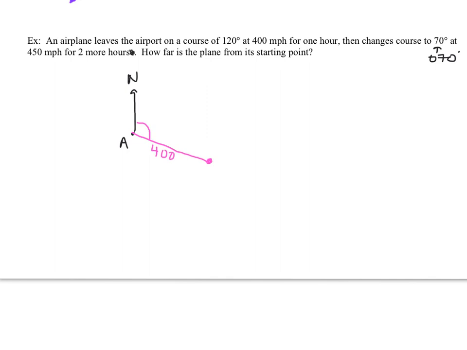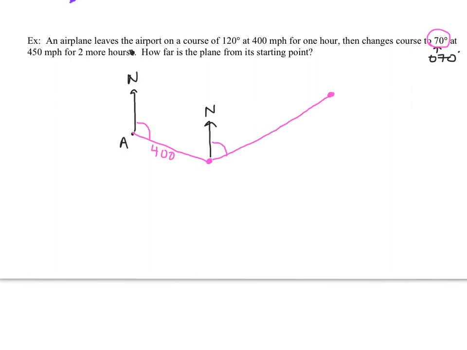It then changes course to 70. So 70 is a pretty abrupt course change. From where the plane currently is, we're going to draw another due north and then rotate 70 from there. I'm going to start just with my arc and create a 70-degree angle, which is almost a right angle, and I'm going to go in this direction. So now it says the plane travels at 450 miles per hour, so it's going a little faster, for 2 hours.